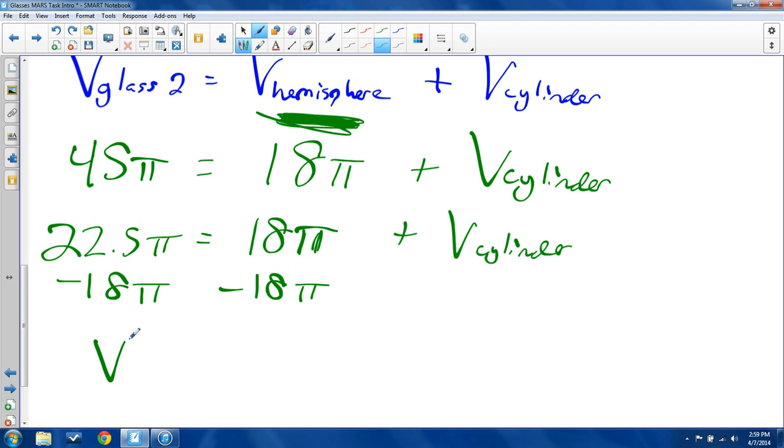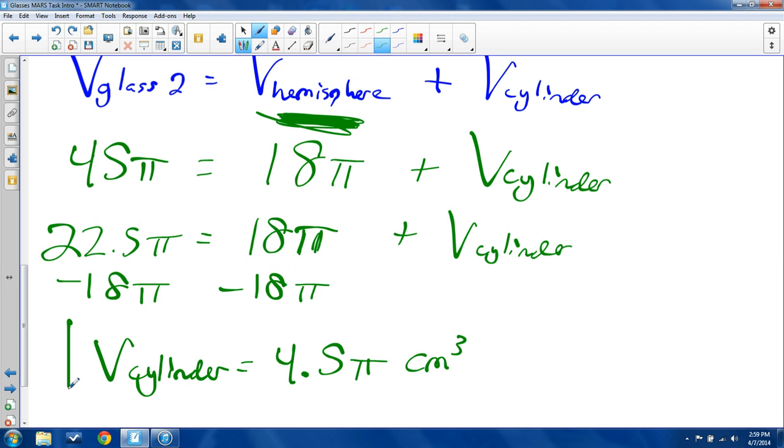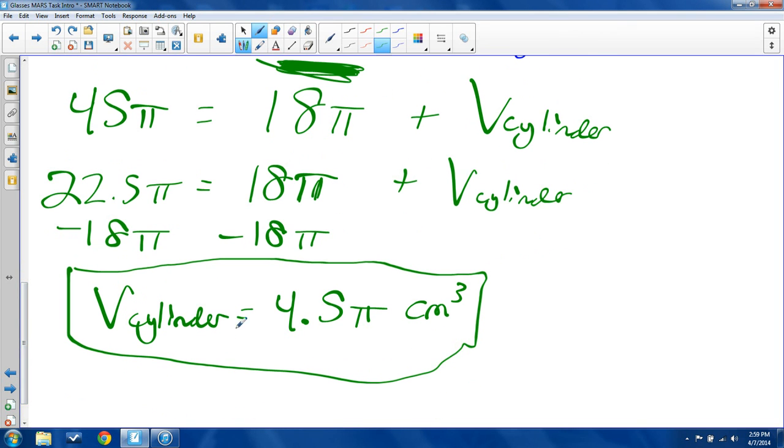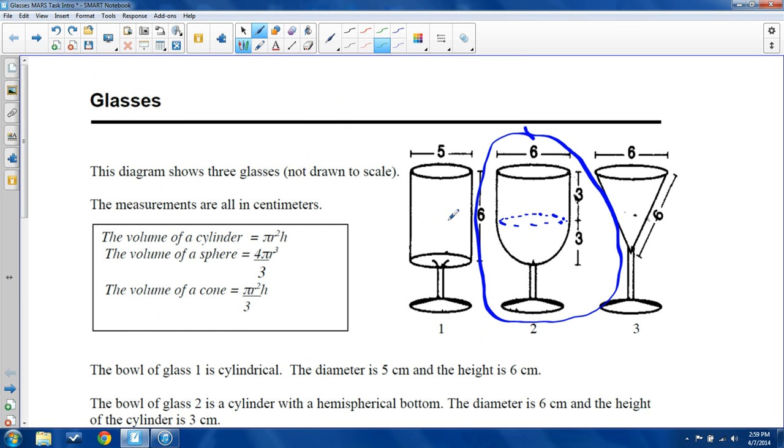And you get that the volume of the cylinder is 4.5 pi cubic centimeters. Okay, now we're not done with the problem, but I'm going to box this. Sorry about that. What that means, again, going back, so keep this number in mind, volume of the cylinder is 4.5 pi. What that means is we're pouring this halfway in.